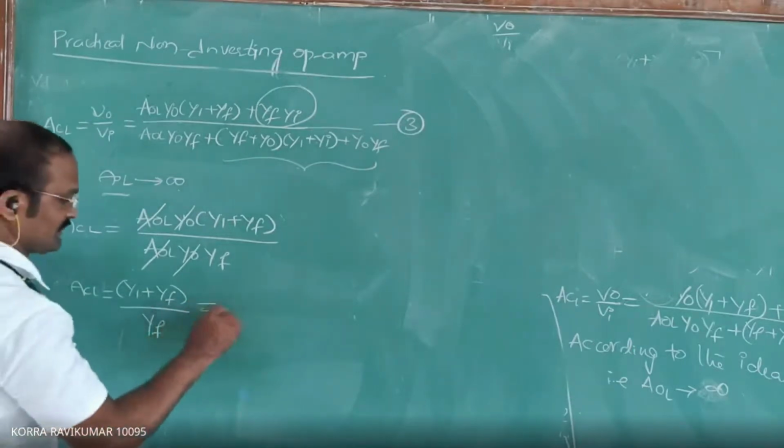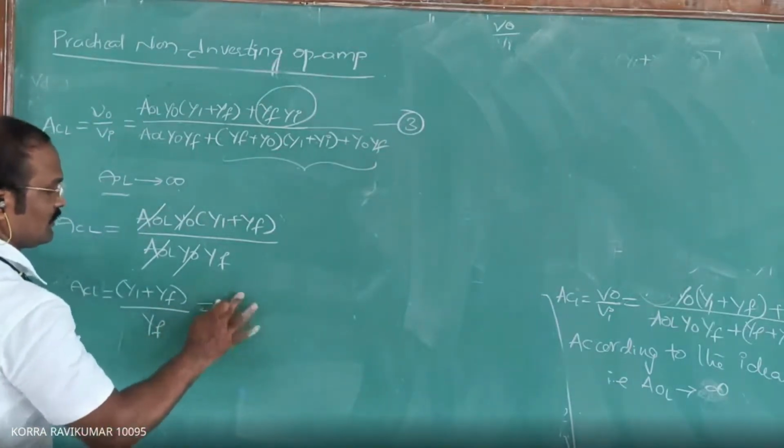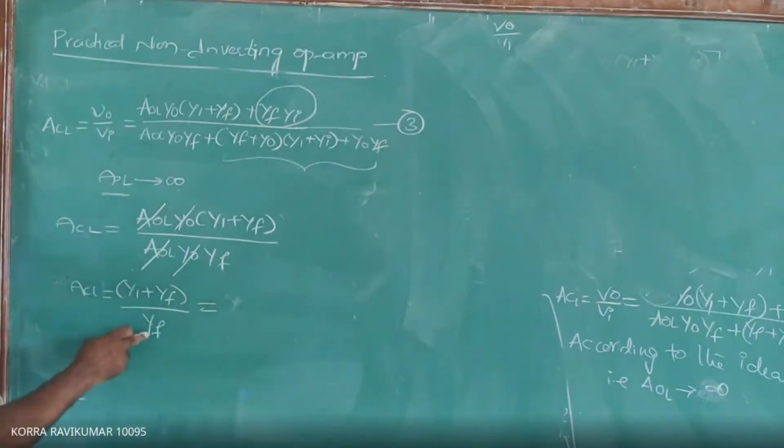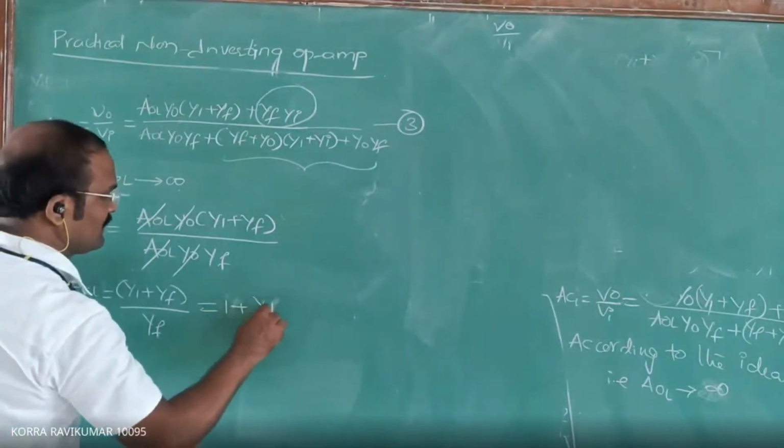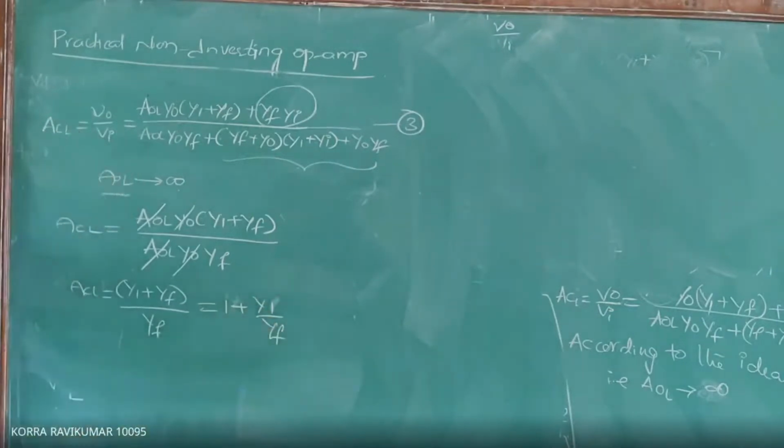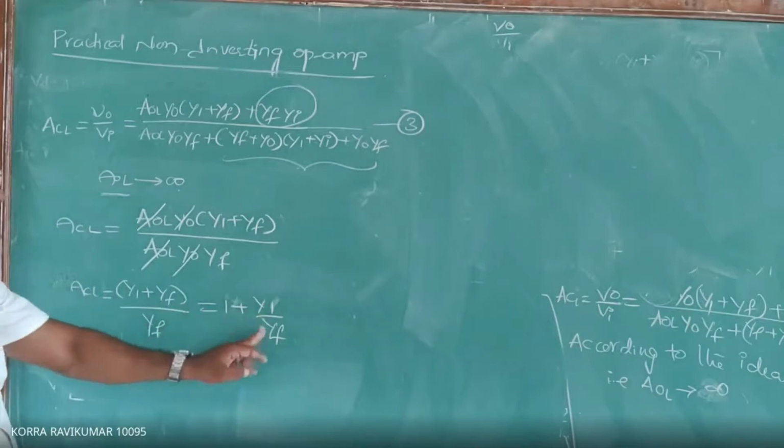Now you can write this equation as Y1 by YF plus YF by YF. YF by YF gets cancelled, it becomes 1. That is 1 plus Y1 by YF. So ACL is equal to 1 plus Y1 by YF.